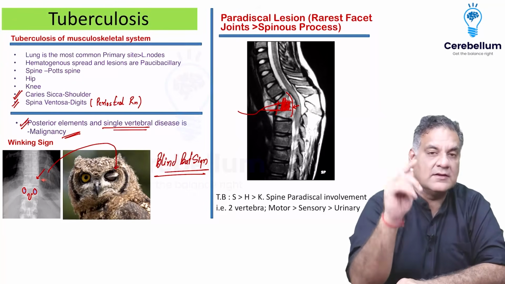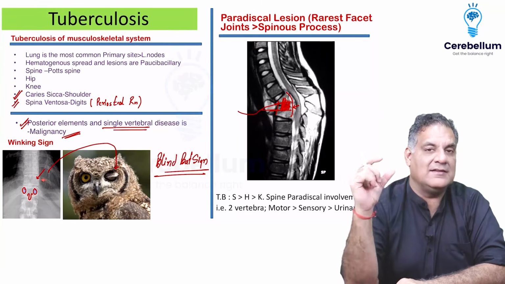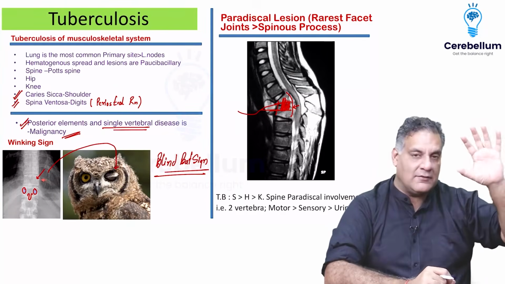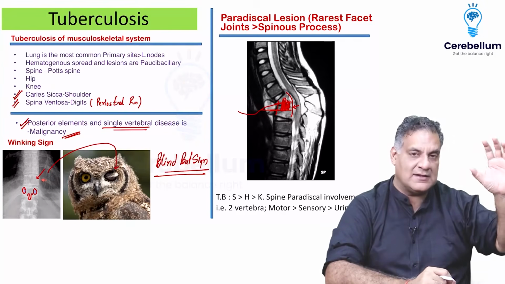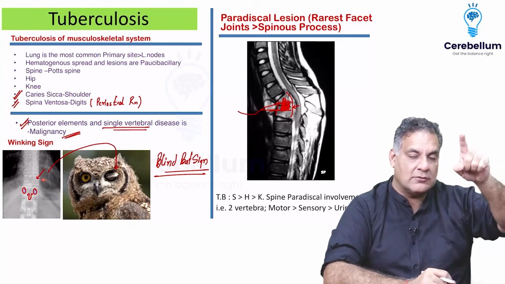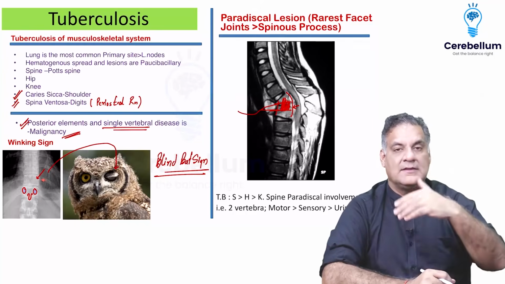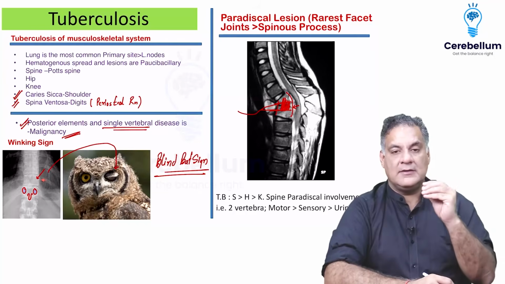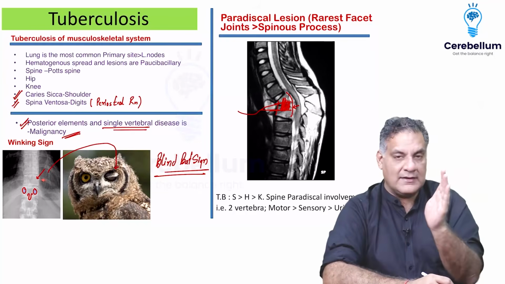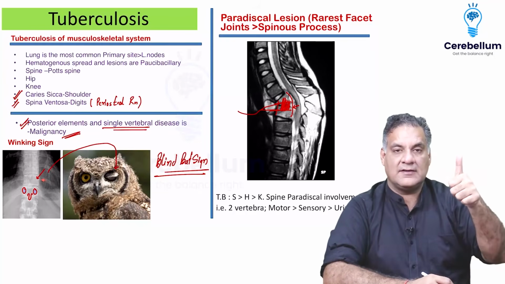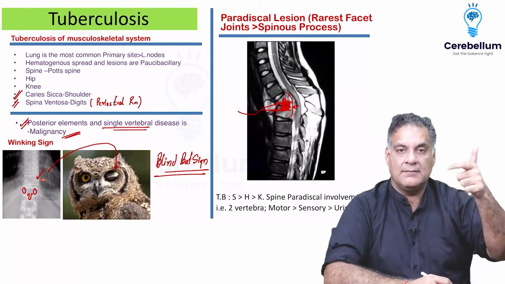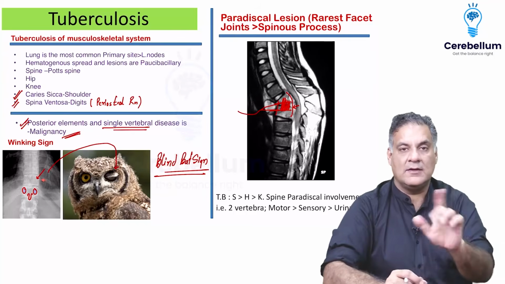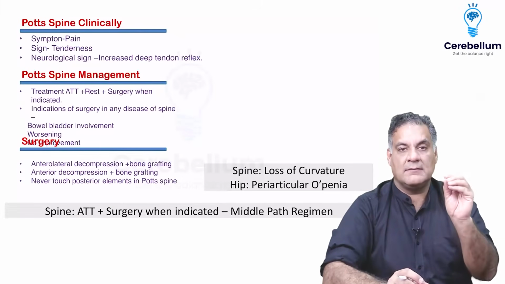What does TB show? TB will show paradiscal disease, reduced disc space. So remember X-rays, we did it in the first part when we were doing the investigation. X-rays in TB will show loss of curvature earlier, but then it will show reduced disc space. MRI can pick it up earlier. Remember, in tuberculosis, as the disease goes from anterior to posterior, the first to get affected is the motor part, then the sensory, and the bowel bladder involvement is very rare. But if it gets involved, then it's an indication to become aggressive.